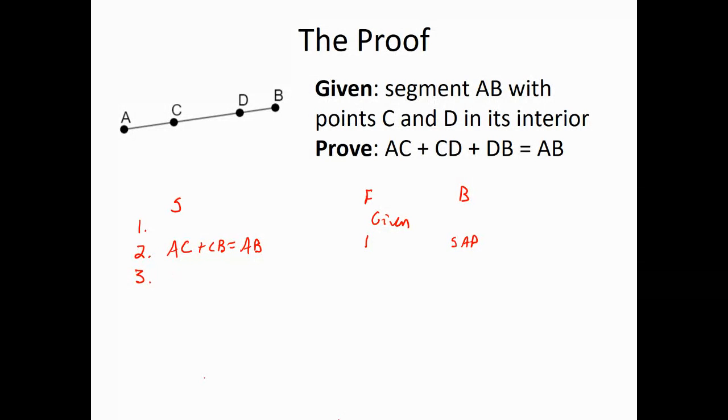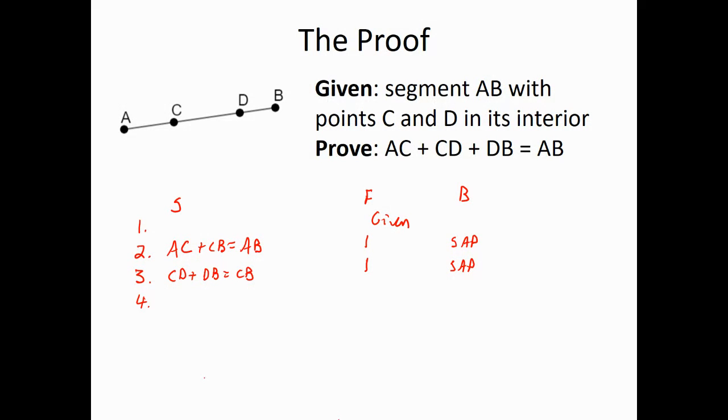CB. CB has 2 parts, doesn't it? CB has the parts CD and DB. So we could say that CD plus DB is equal to CB. And that is the segment addition postulate applied to, once again, the given. That's just simply another part of the given.